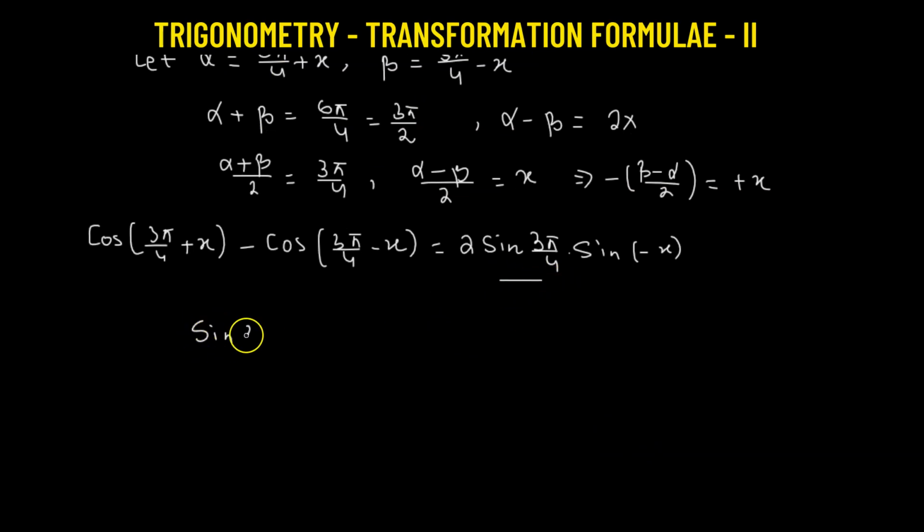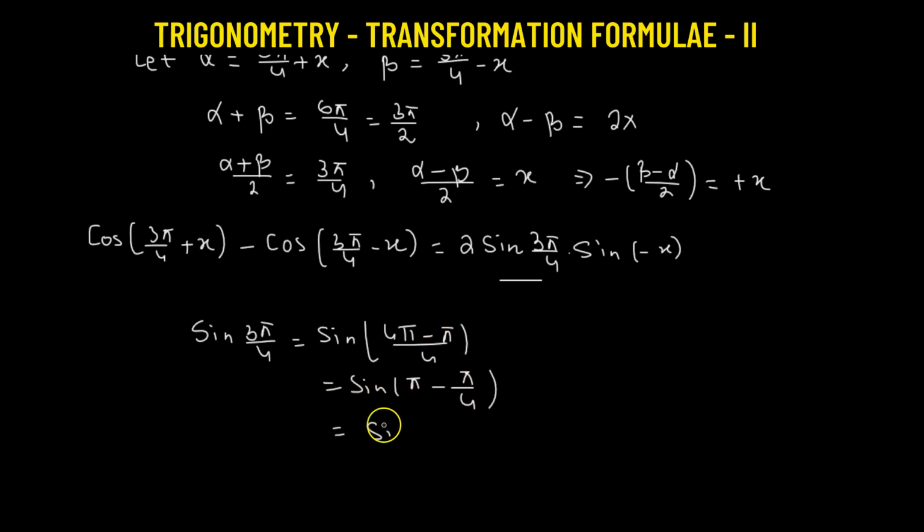So sine 3 pi over 4 can also be expressed as sine of 4 pi over 4 minus pi over 4. That will be equal to sine of pi minus pi over 4. Whenever we have sine of pi minus pi over 4, that simply becomes equal to sine pi over 4. And since we are in the second quadrant, the value is going to be positive, and this is simply going to be 1 over square root of 2.